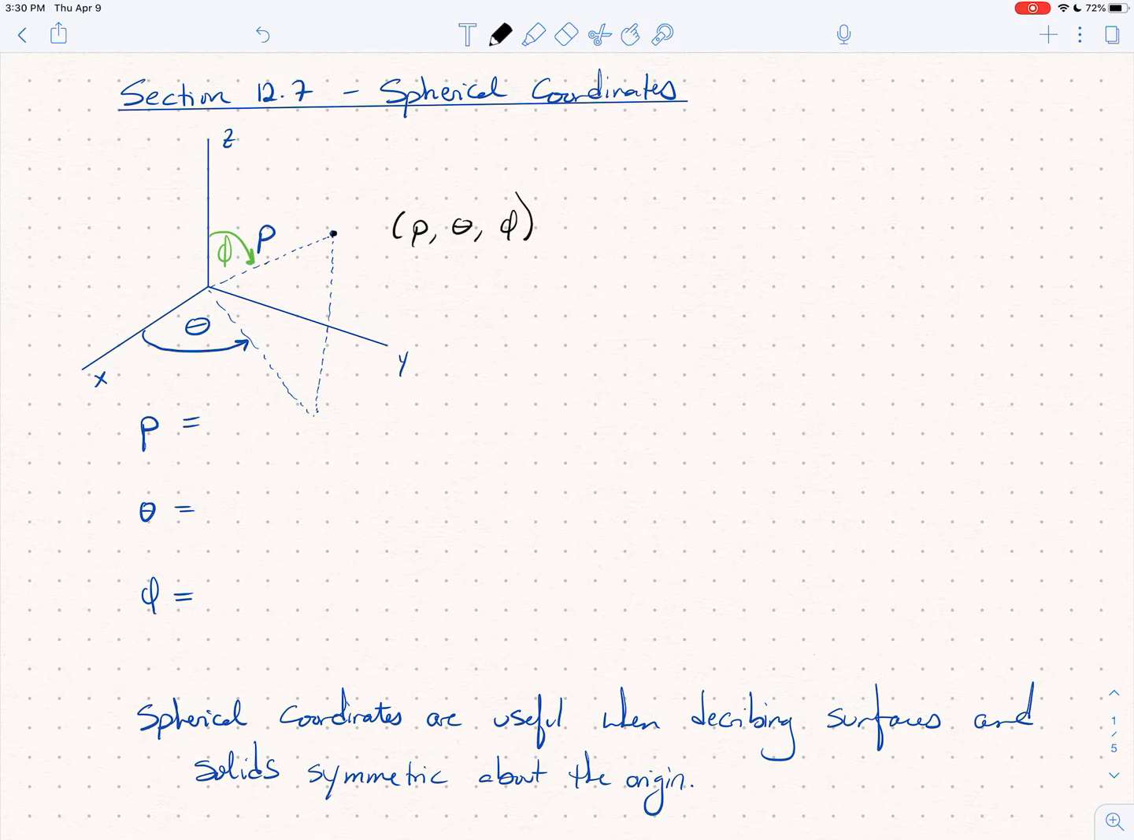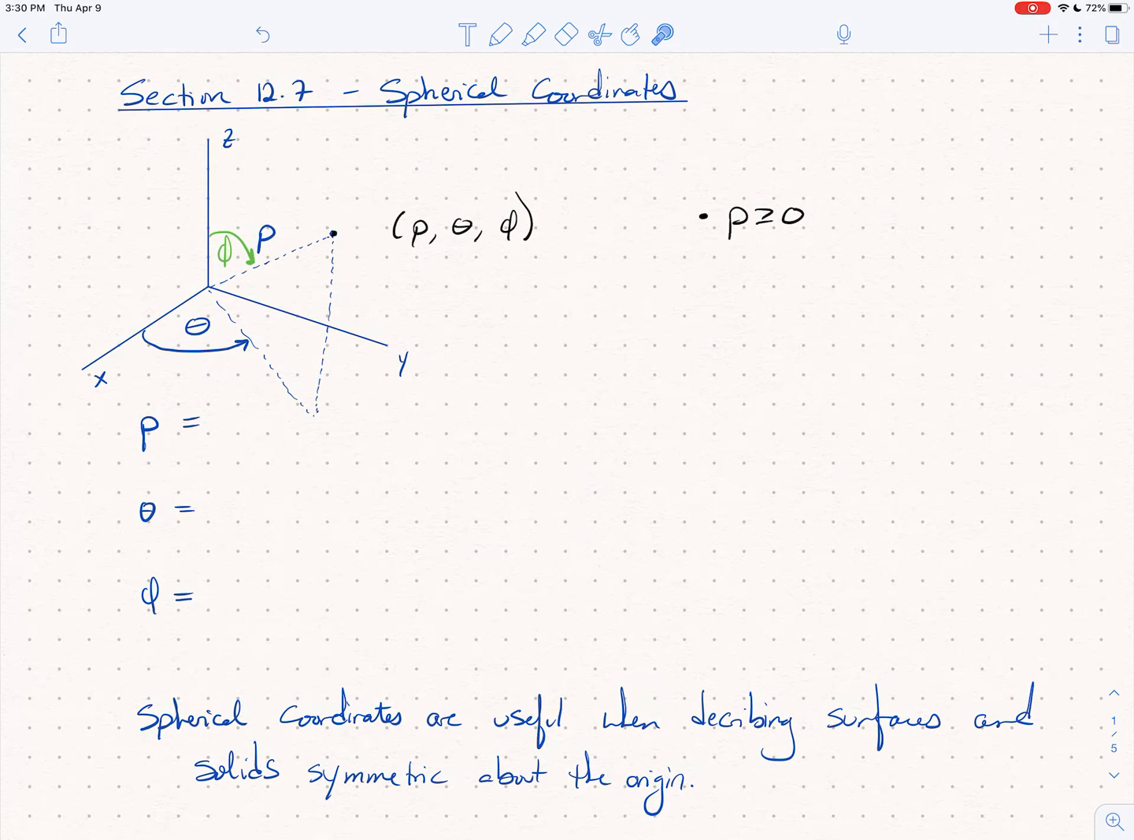All right, so a couple of things to note. First off, rho has to be positive. Can't have a negative distance from the origin. You actually could make sense of negative rhos, but we're going to keep rho positive.